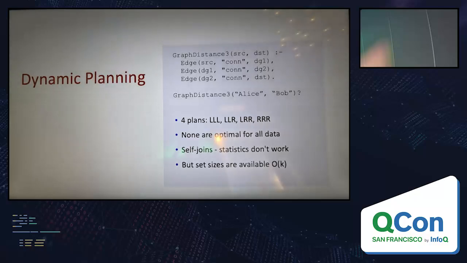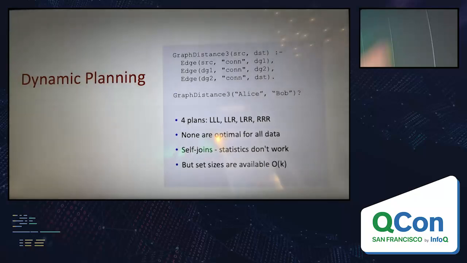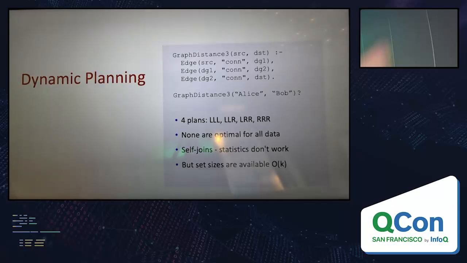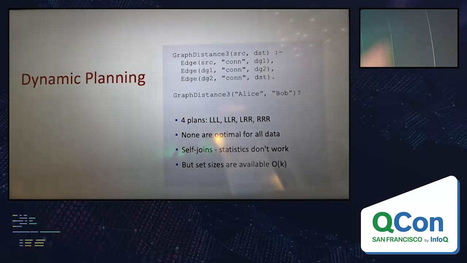Now, an observation here is that, unlike in a sorted storage world, in a hash table storage world our set sizes are available in constant time. I can do a hash lookup and I can know how big the set that I'm going to read is. If I'm storing stuff in a B tree, I have to binary search to find the beginning of it, and then binary search to find the end. Or I can just scan it. But it's far more expensive to find out how big a set is.